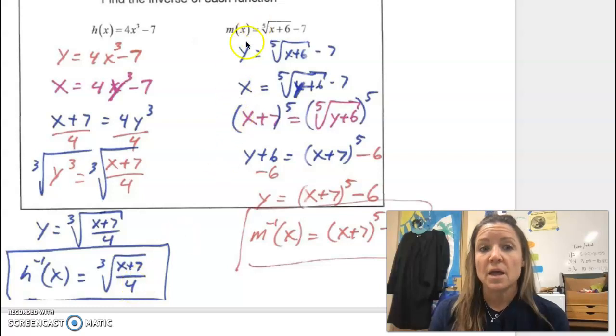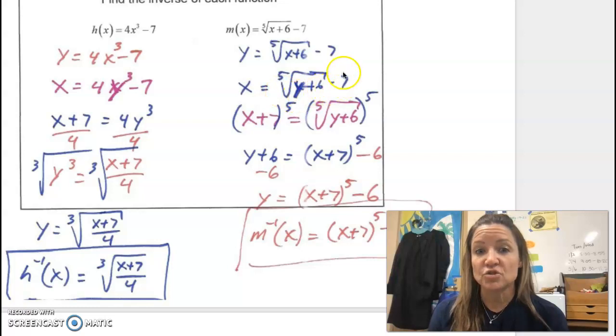Okay. M of x equals the fifth root of x plus 6 minus 7. So swap this out to y notation. Then switch my variables. And then do inverse operations. So the first inverse operation is to add 7. And then the next operation is the fifth root. So I'm going to take both sides to the fifth power.